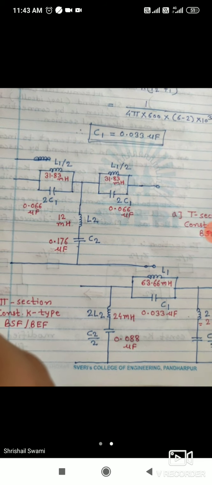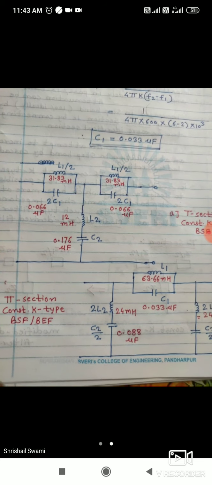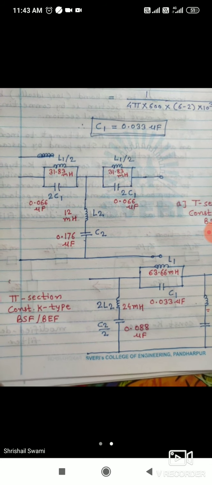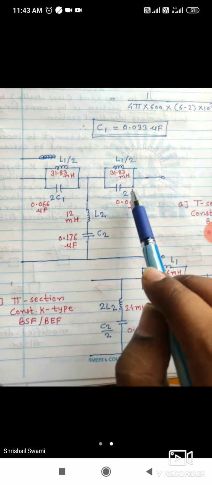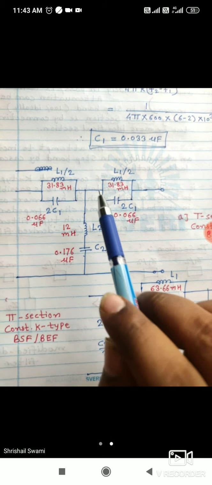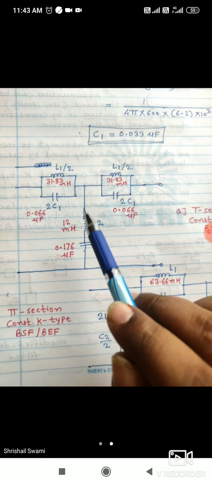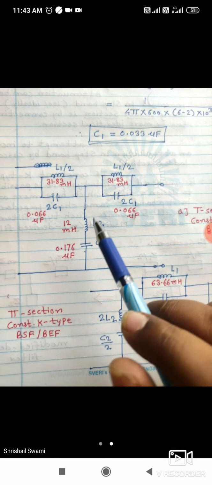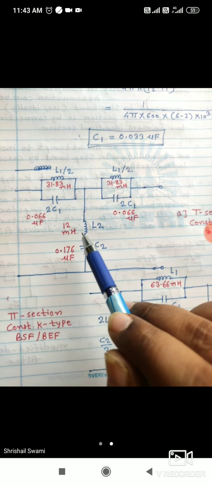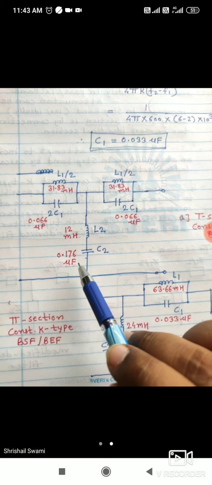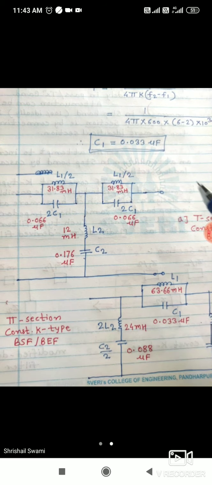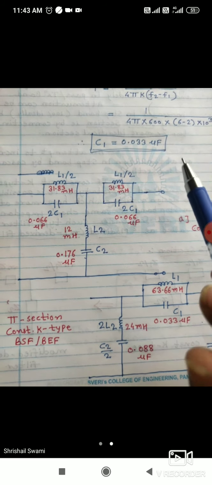So carefully draw the diagram, correctly you have to draw. The series arm consists of a parallel resonance circuit. Remember that in the case of band stop, L1 by 2, L1 by 2, 2C1, 2C1, and the shunt arm consists of a series resonance circuit, L2, C2. The L2, C2 values we have already calculated, that you can write. L2 is equal to 12 millihenry and C2 is equal to 0.176 microfarad. But these values you have to calculate, after this or before drawing the diagram.